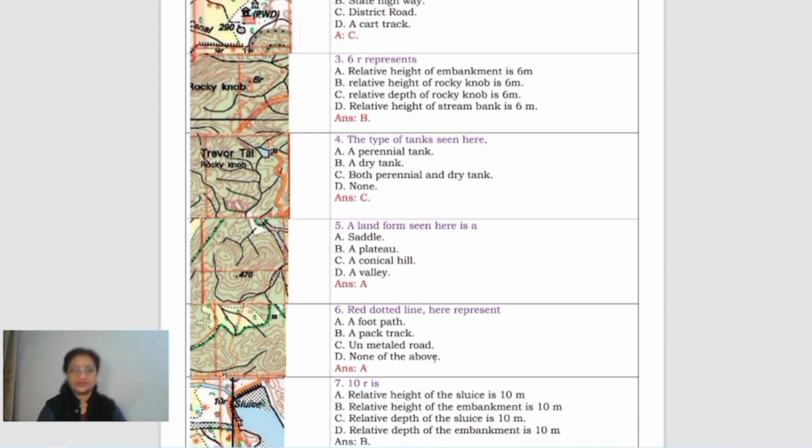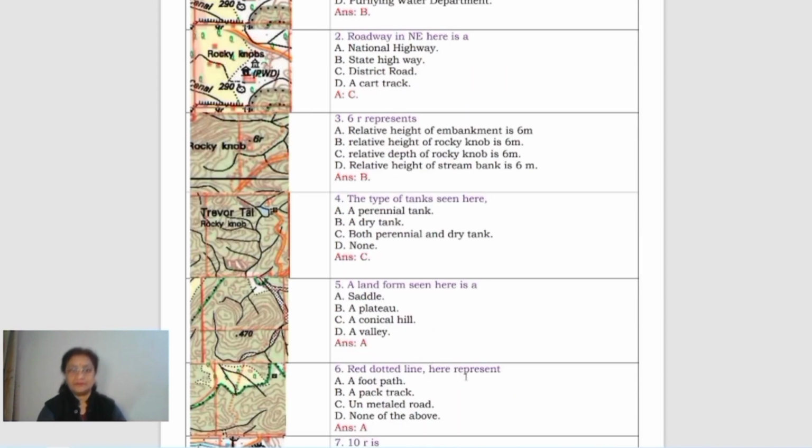Now come to the next one. Next is the landform seen here. What is the type of landform which is actually shown here? Because there are two peaks, like two higher parts, okay, with a low-lying area in between these two features shown by the contour. So this actually indicates a saddle, S-A-D-D-L-E, saddle. Now come to the next one.